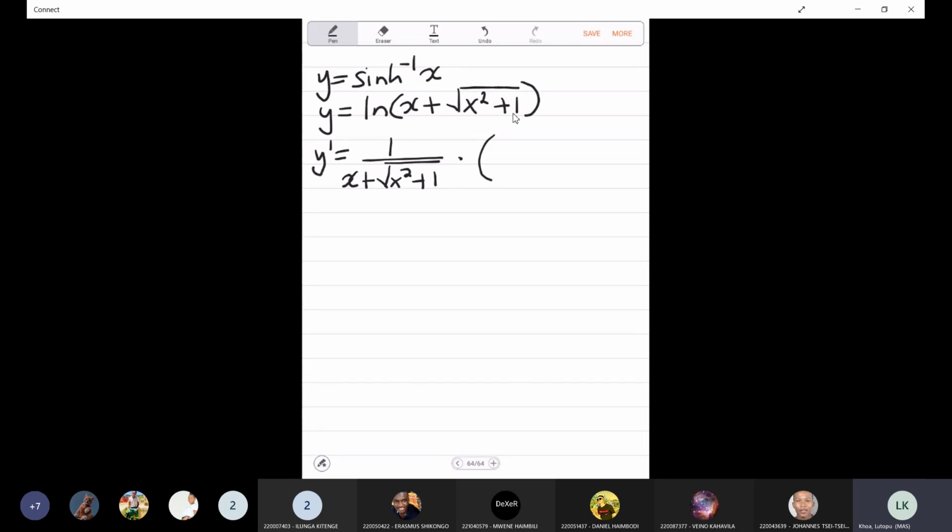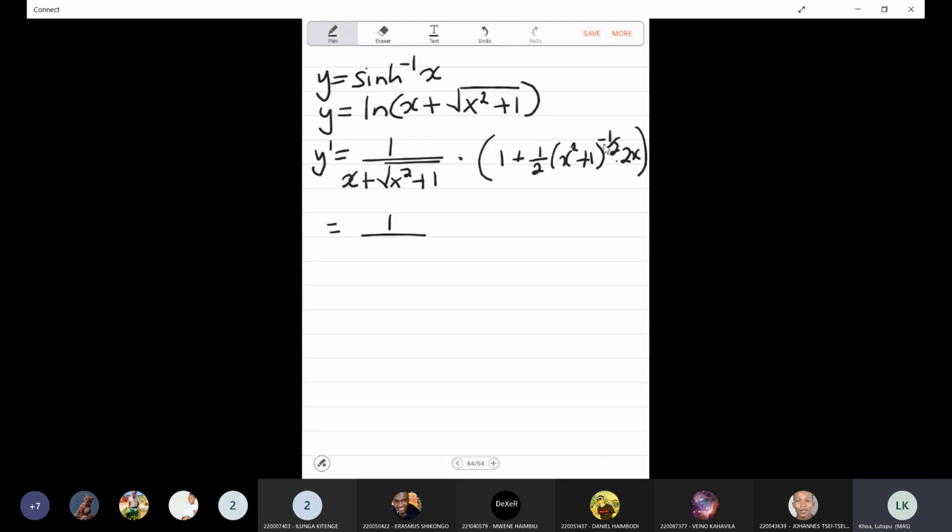So in the bracket, I have 1 plus a half x squared plus 1. Let me just make some space. A half x squared plus 1 to the power minus half times 2x. Okay, so that is the derivative of the bracket. So I can simplify this first.